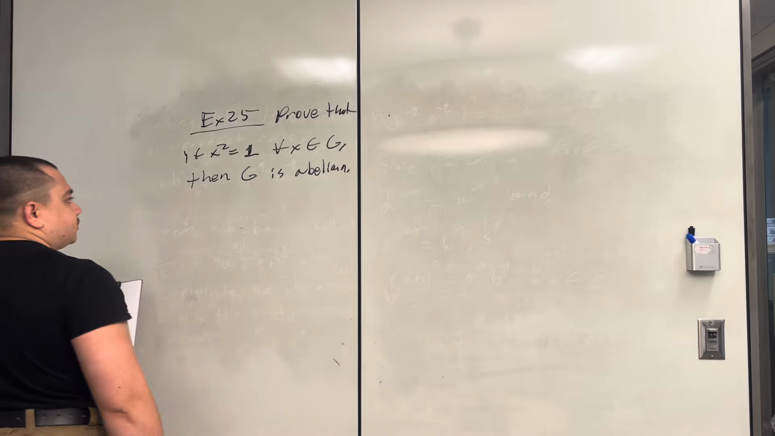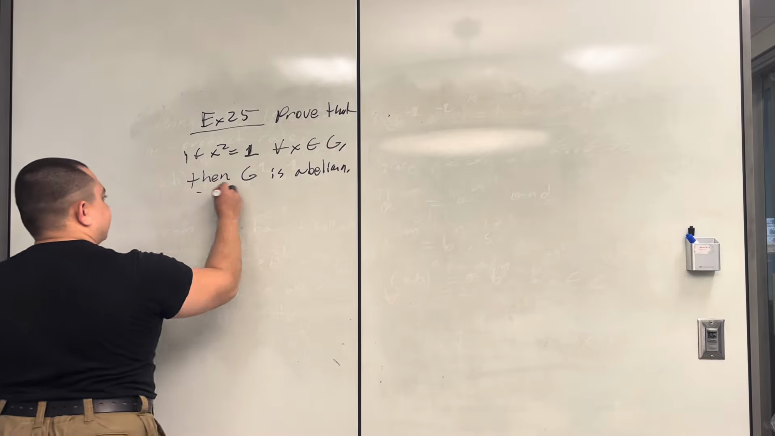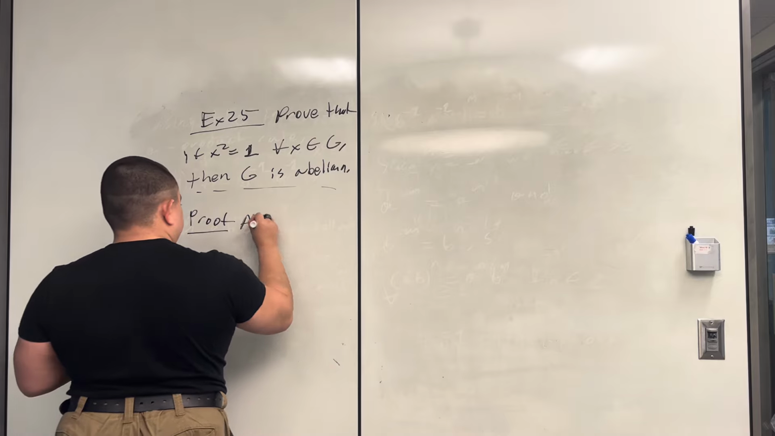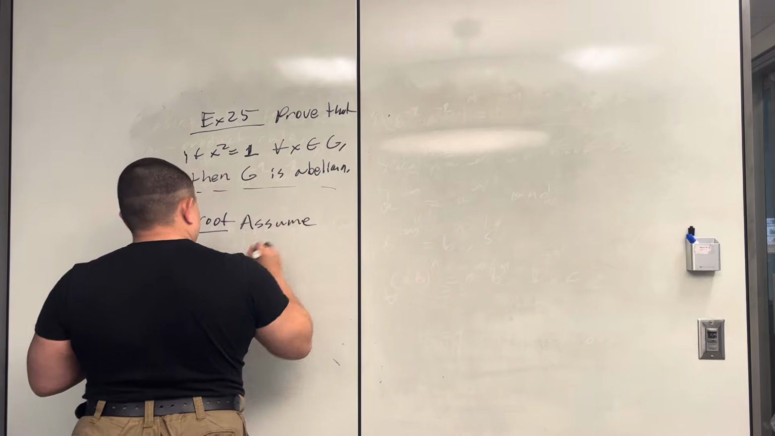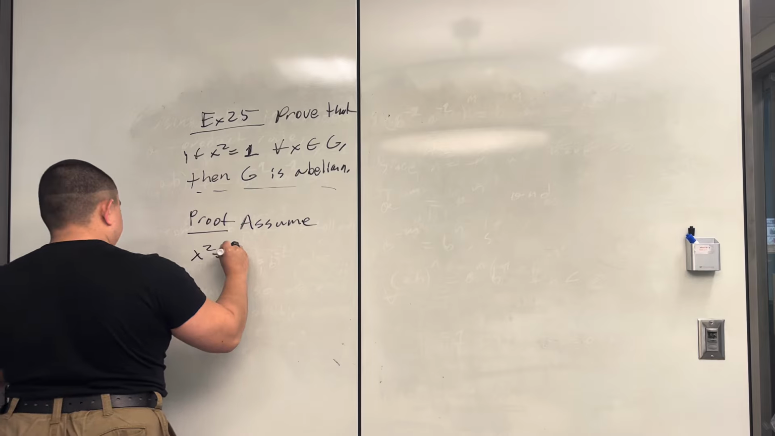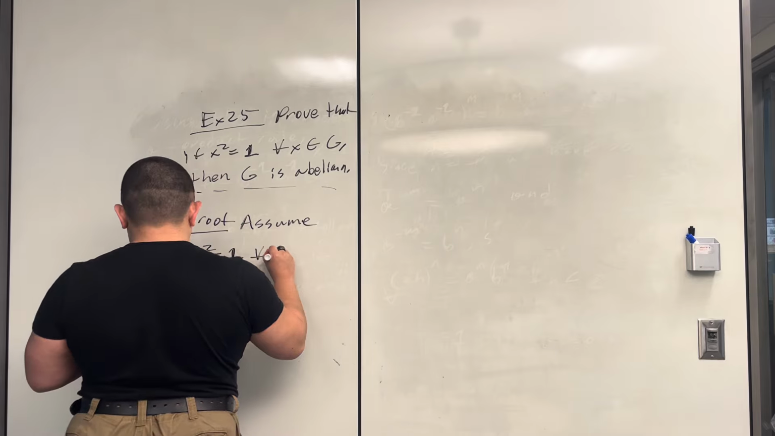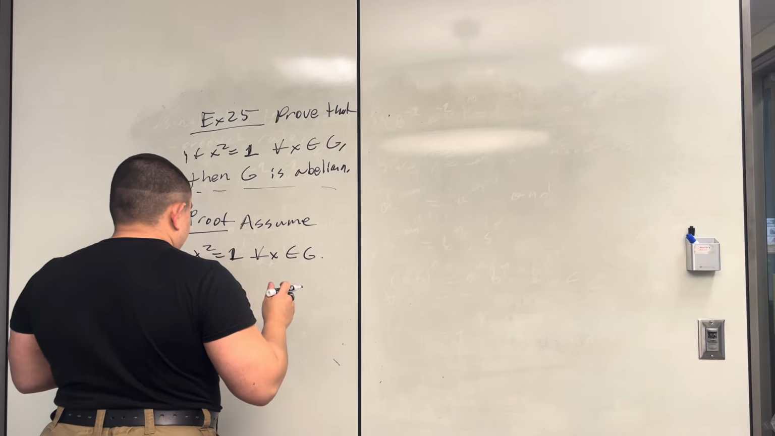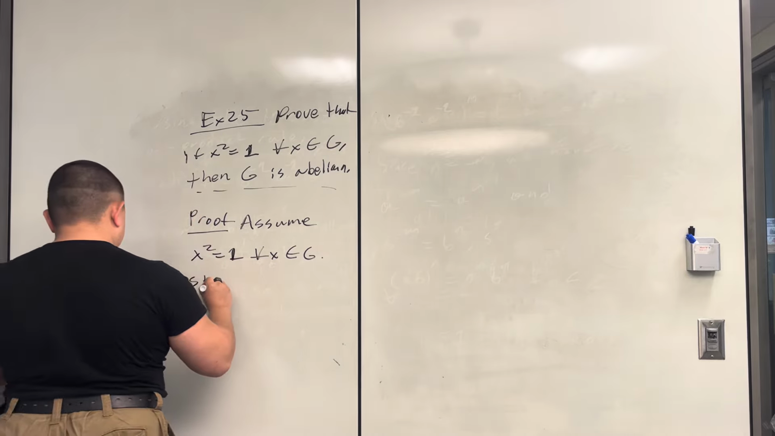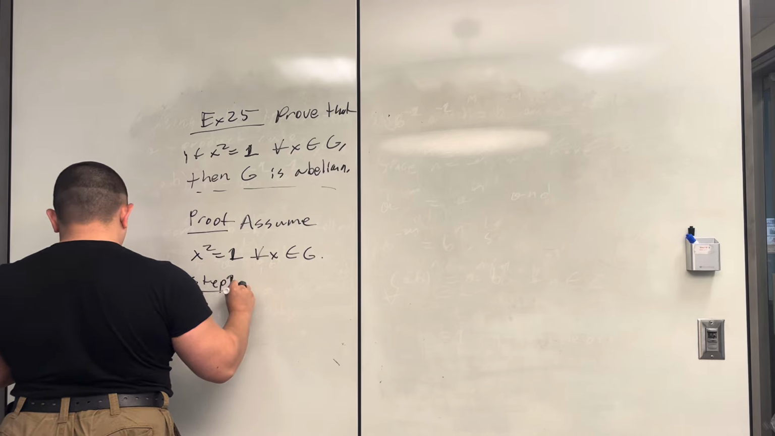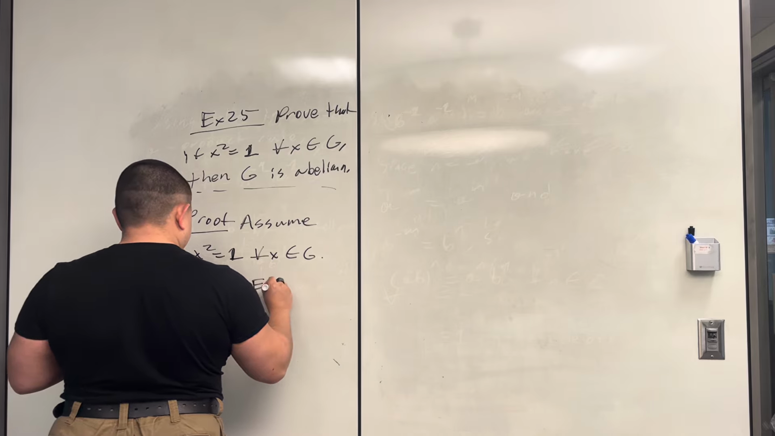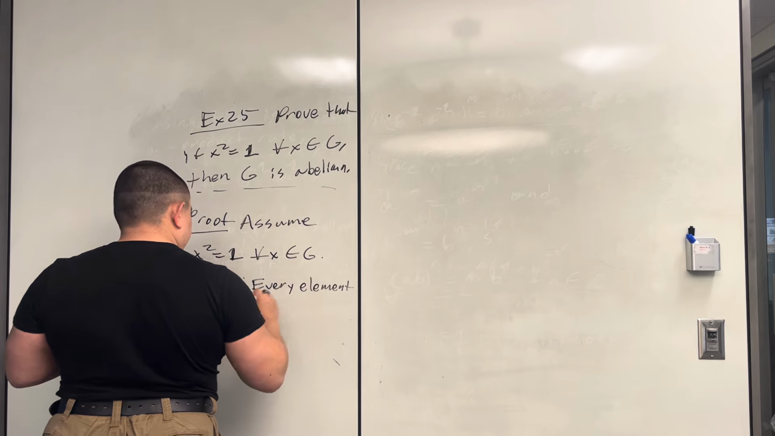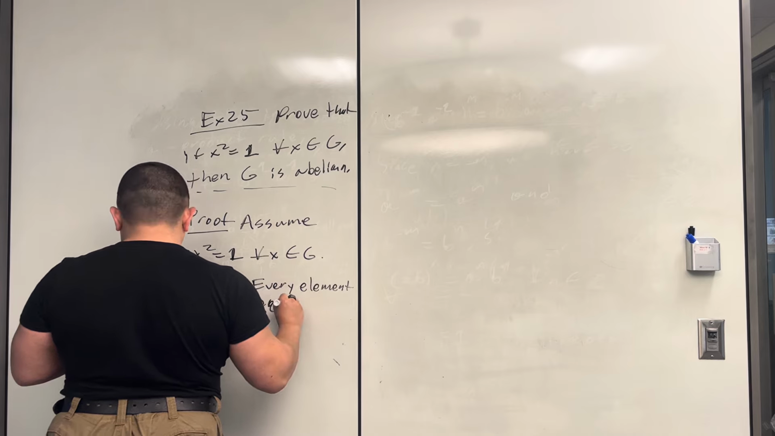So let's do this more rigorously with a proof. Assume x squared is equal to 1 for all x within G. Step 1, every element equals its inverse. That's what we want to look at, that aspect.